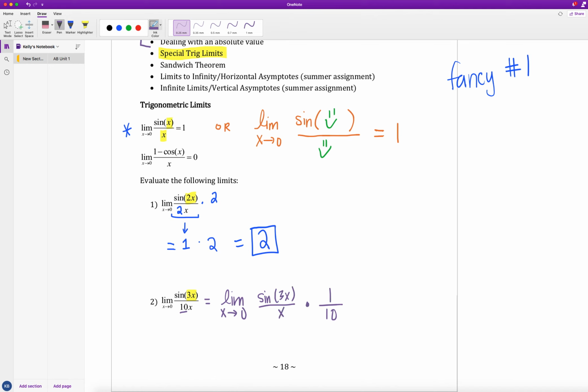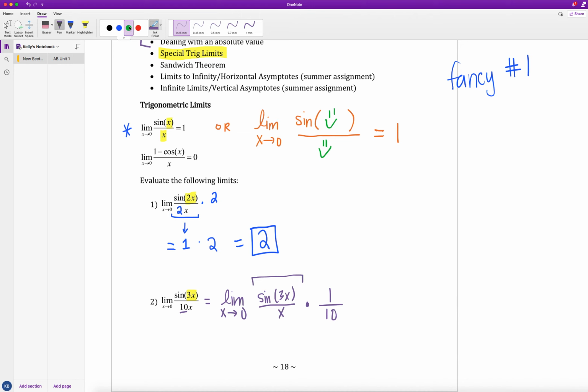All I've done is just rewritten the problem and kind of group the stuff together that I'm interested in and move the extra constants or extra coefficients over to the side. Now this is still part of the limit. It doesn't completely go away. I'm just kind of moving it to the side so I can focus in on this sine piece.